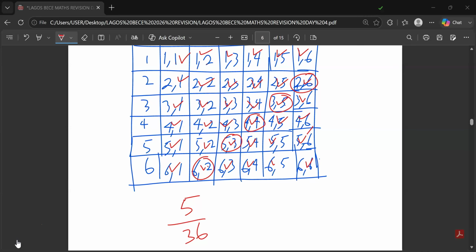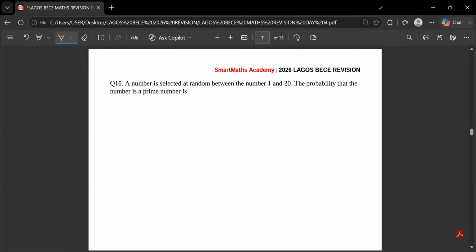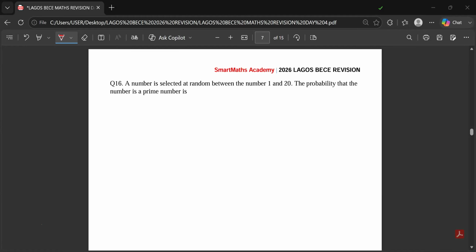Question 16. A number is selected at random between the number 1 and 20. Find the probability that the number is a prime number. So the first thing is, what are prime numbers? Prime numbers are numbers that have two factors, 1 and itself. That is, there is no number that can divide it except 1 and itself.